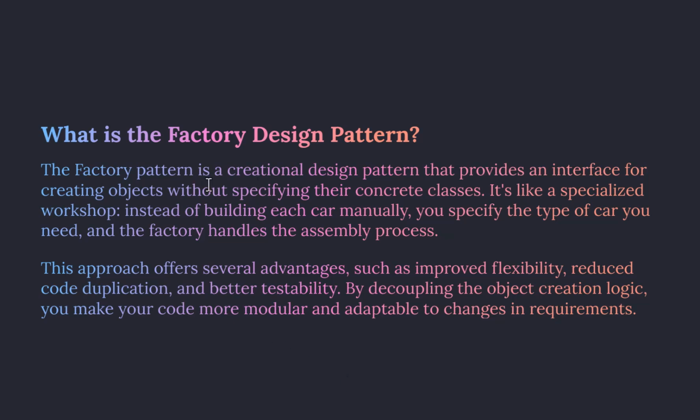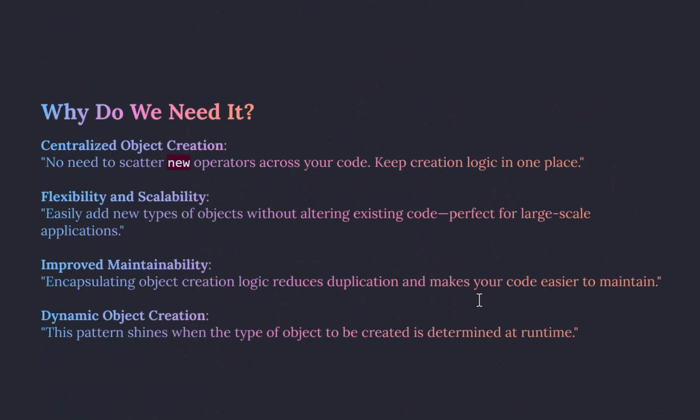As we mentioned before, the factory design pattern is one of the creational design patterns. It's like a specialized workshop. Imagine you are assembling cars. Instead of building every car manually, you have a workshop where you specify the type of the car and the workshop handles the rest. Similarly, in programming, the factory design pattern provides a centralized place to create objects without exposing the exact instantiation. So next, let's talk about why the factory pattern is so powerful.